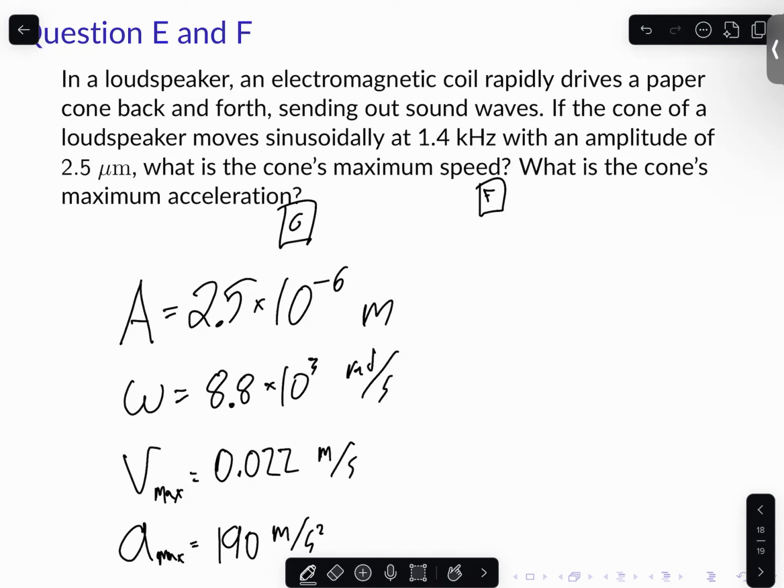Please also note you must use omega, not F. I give you F, you need to use omega.